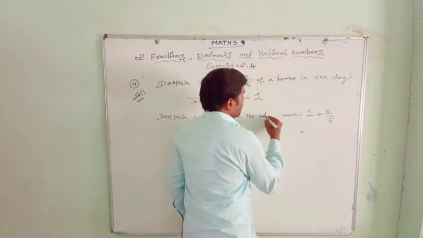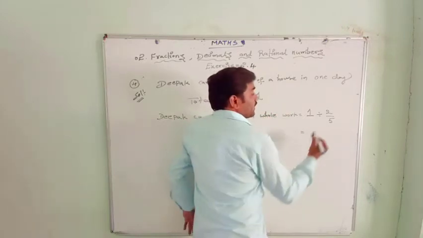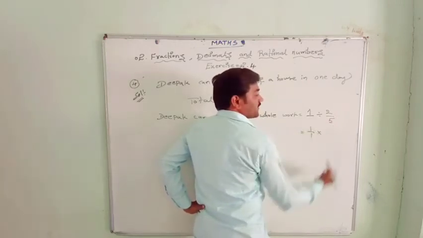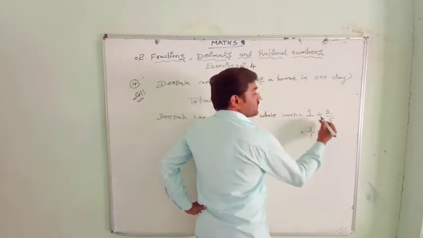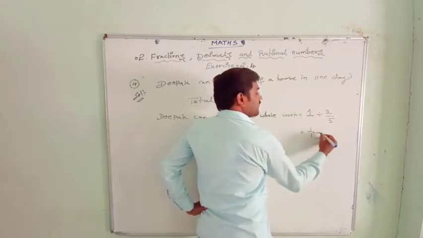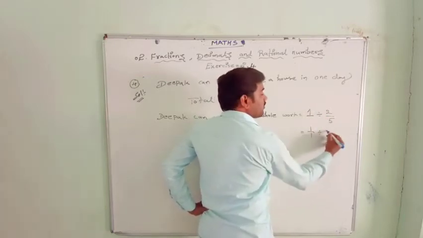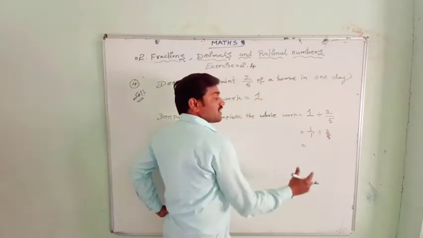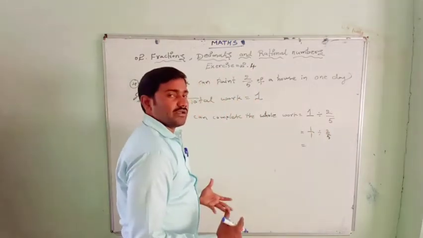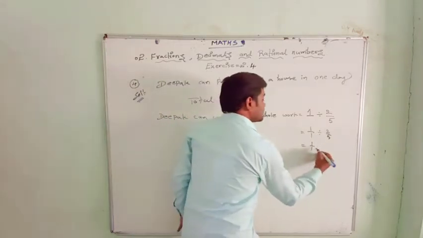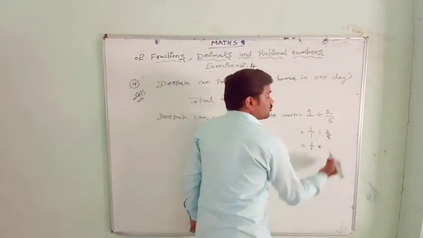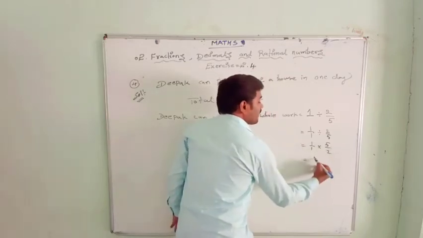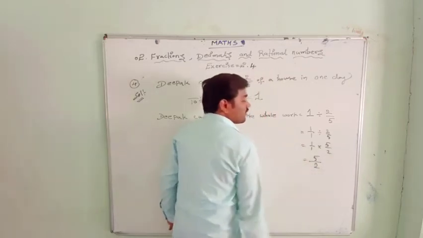Now here 1 we can write as 1 by 1. This division symbol becomes multiplication. Division of two fractions, one fraction and another fraction. So what do we do normally? The first fraction we write as it is, and this 2 by 5 we write as 5 by 2. So 1 into 5 is 5, 1 into 2 is 2, 5 by 2.